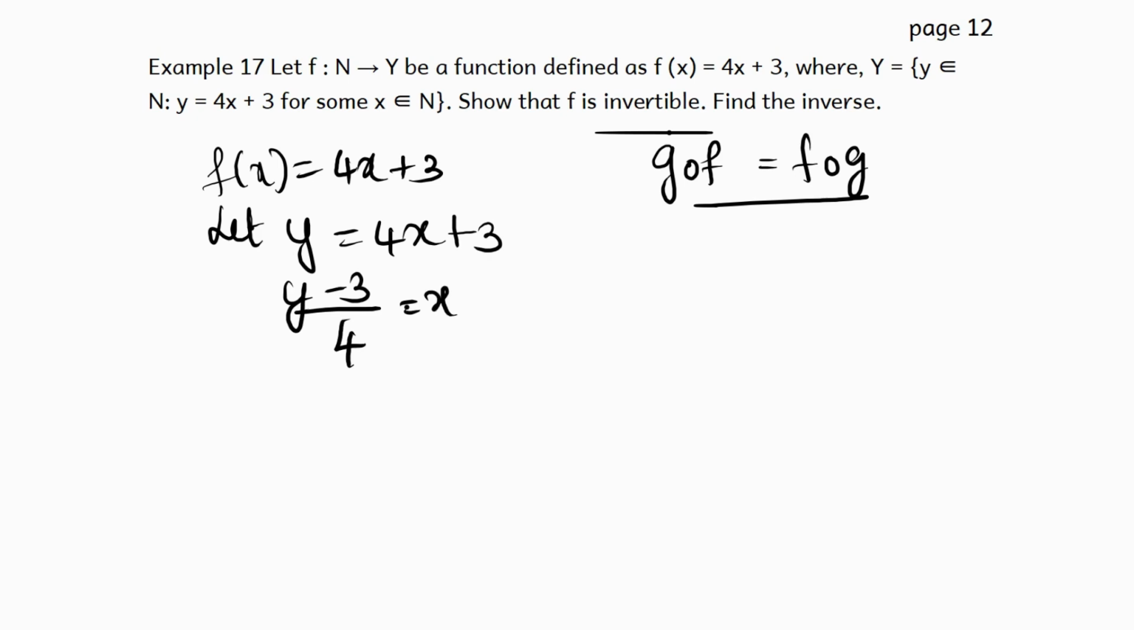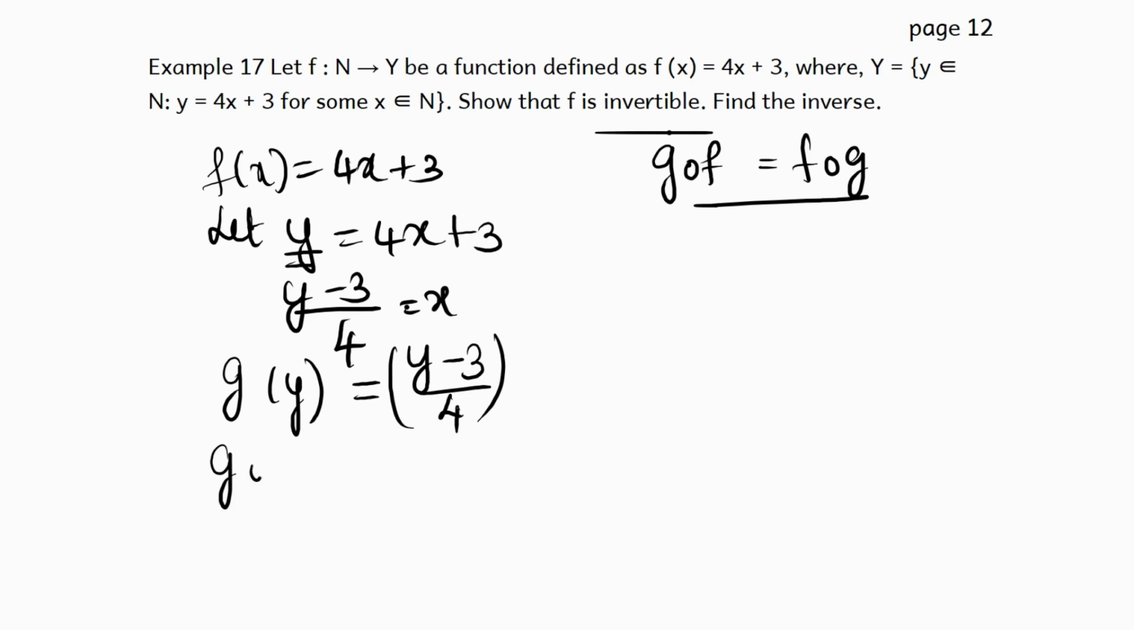From that I can find x = (y − 3)/4. Now another function g(y) is (y − 3)/4. So the first function is f(x), the second function is g(y). Now find f composition g.